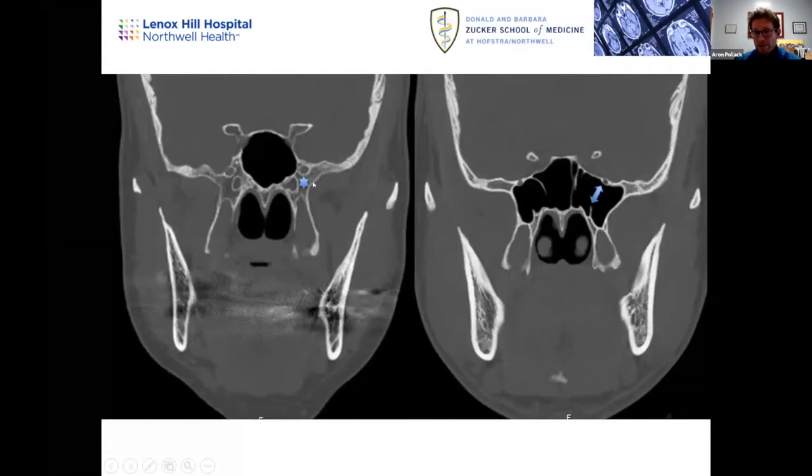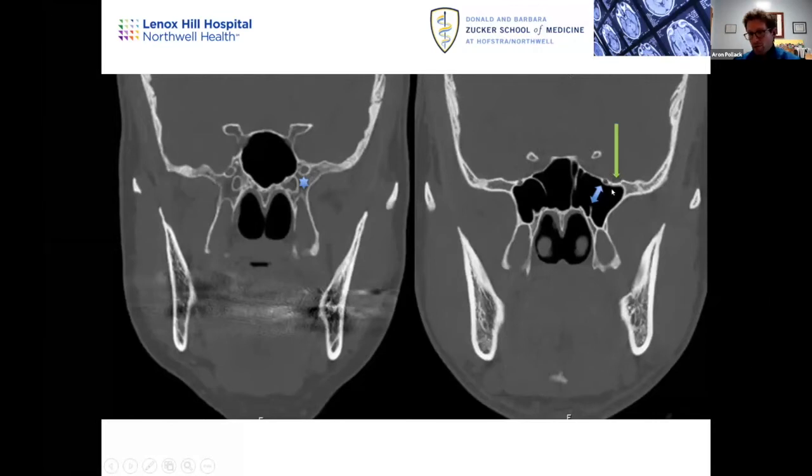And this bone is not hollow, it's solid. This bone has air completely in it. Here's your V2 and your Vidian, V2 and Vidian, but here V2 and Vidian are very close. It's important to know this because of this space right here.